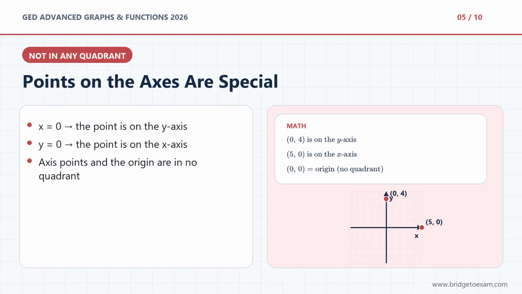Here is a detail the GED loves to test. If the x value is 0, the point sits right on the y-axis. If the y value is 0, the point sits right on the x-axis. And this is the key idea. Points that sit on an axis are not in any quadrant at all. The origin, (0, 0), belongs to no quadrant either. So before you name a quadrant, always check whether a coordinate is 0.